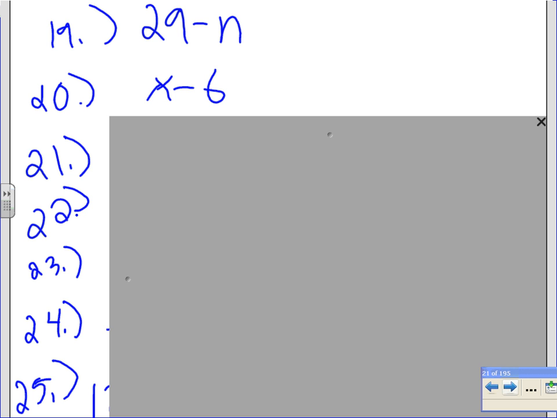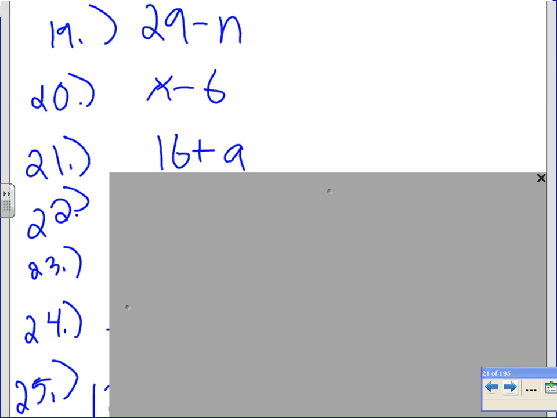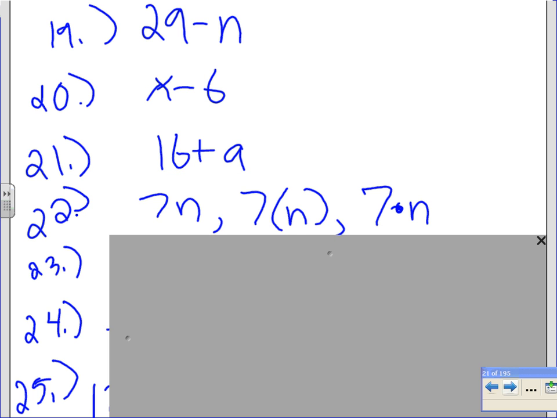Alyssa, 21. Good. Mary, 22. Great. Good job. And I have it written 3 different ways for 22. Hopefully you remember from yesterday, you can write multiplication of a number and a letter 3 ways: right next to each other, with parentheses, or with a little dot in the middle. Okay? Doug, question or next one?